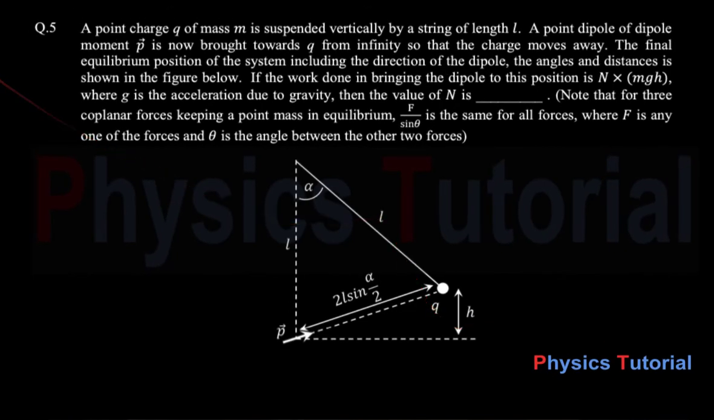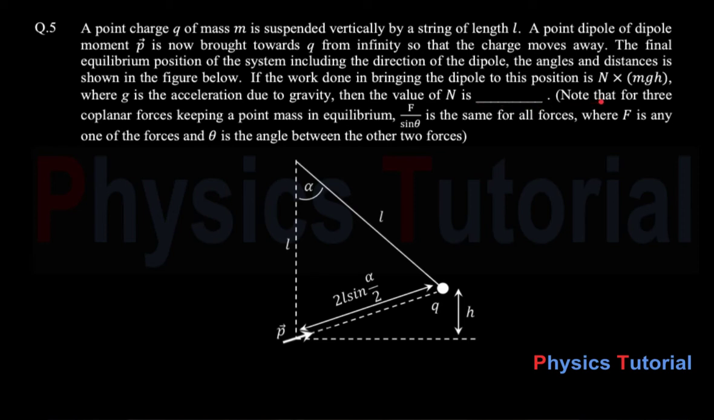Now come to question number 5. A point charge q of mass m is suspended vertically by a string of length L. A point dipole of dipole moment P is now brought towards q from infinity, so that the charge moves away. The final equilibrium position of the system, including the direction of the dipole and the angles at the distance, is shown in the figure below. If the work done in bringing the dipole to the position is N into mgh, where g is the acceleration due to gravity, then the value of capital N is, fill in the blanks.